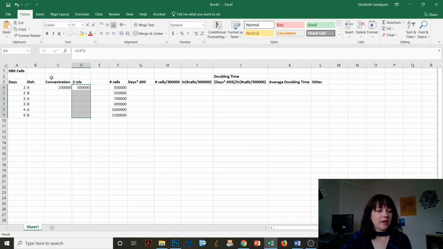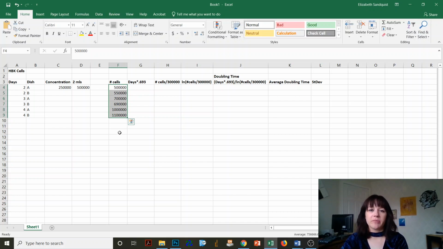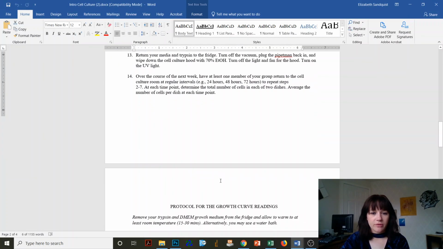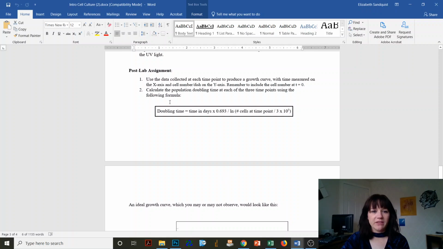So here I'm just showing examples for the BHK cell line, but you'd have to do a whole other set of analysis for the other cell line. So I've made up these numbers for us to use just as an example today. So these are the total number of cells that you've calculated, and now we need to determine the doubling time, right? So when we look at our notes from the cell culture lab, we can see down here that there is a calculation for determining the doubling time, right? So I'm going to break this down into little pieces for us so that we can calculate it easily in Excel without making mistakes.